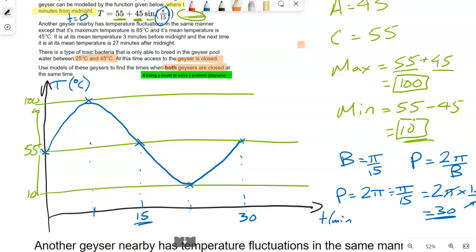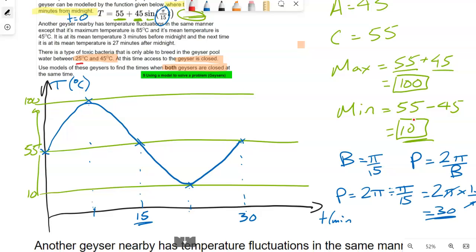So what we have to do really is figure out when one geyser is at those said temperatures and then the other, and then see where they match up. And the easiest way to do that really is to make a table, is to look at one at a time. So let's look at what we're calling geyser 1.